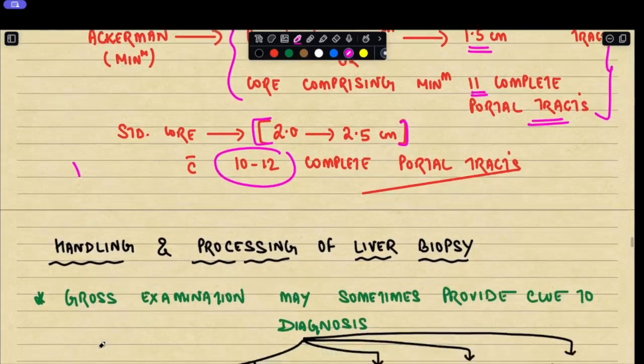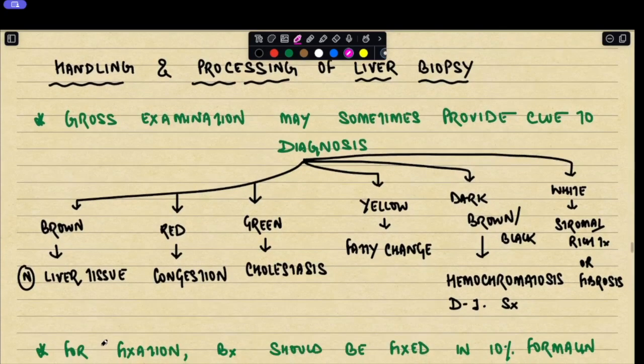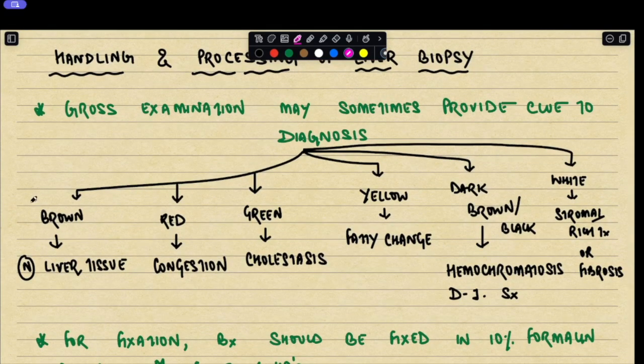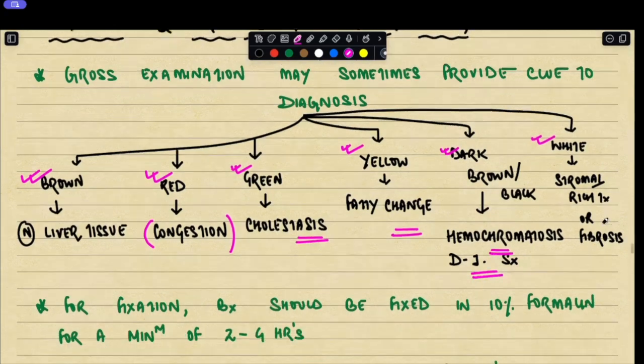Now, handling and processing of liver biopsy. How do you handle a liver biopsy and how do you process it? Gross examination may sometimes provide a clue to the diagnosis. Normal liver tissue is usually brown in color. Whereas if it is red grossly, when you look with the naked eye, it is suggestive of congestion. If it is green, it is suggestive of cholestasis. If it is yellow, suggestive of fatty change. If it is dark brown or blackish, suggestive of hemochromatosis or even Dubin-Johnson syndrome. White suggests fibrosis or any stromal rich tumor.